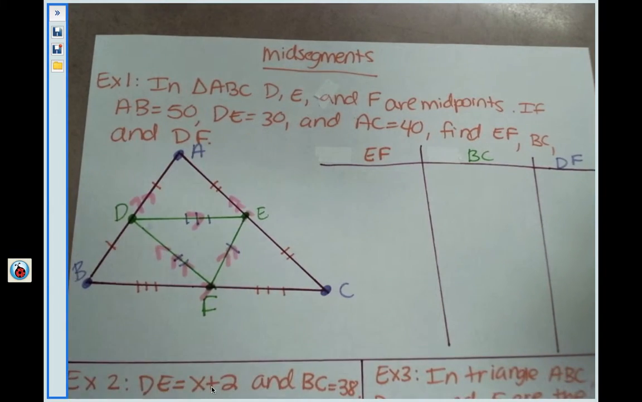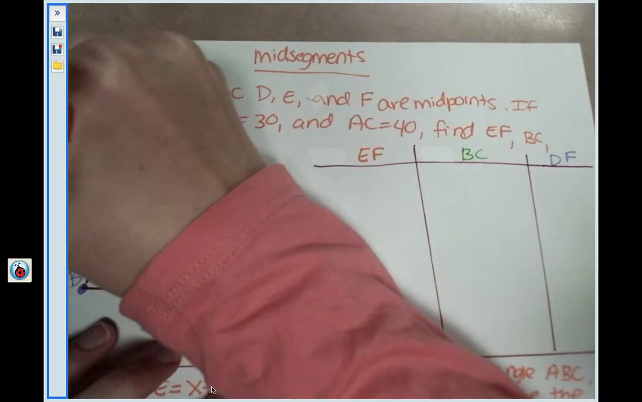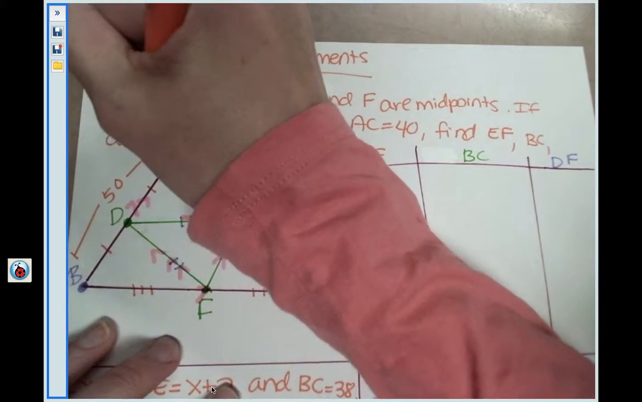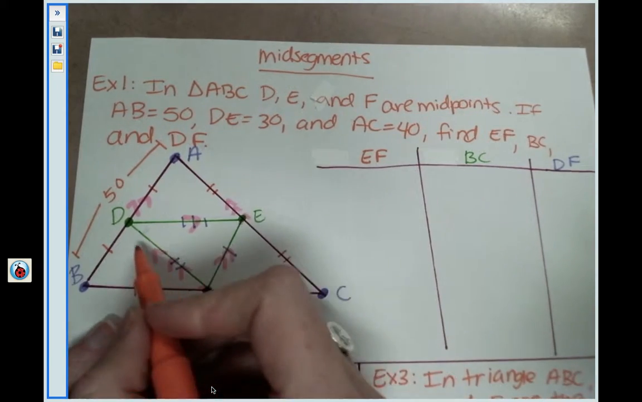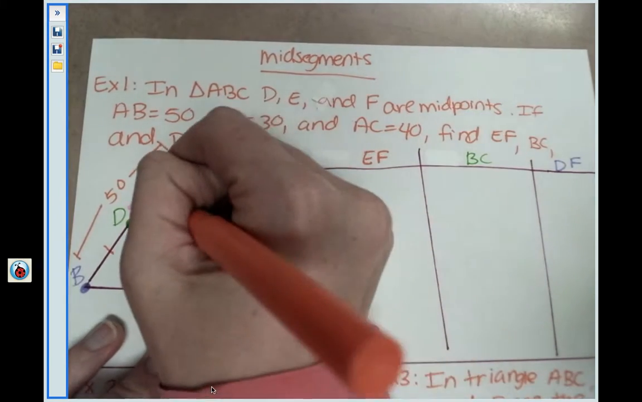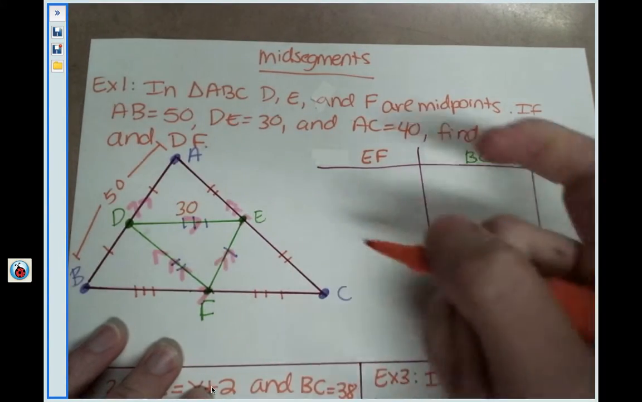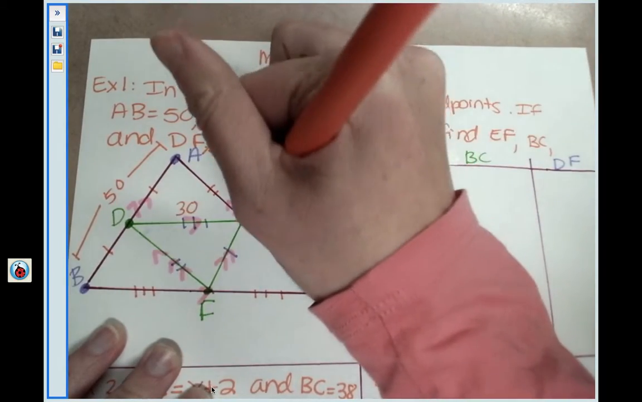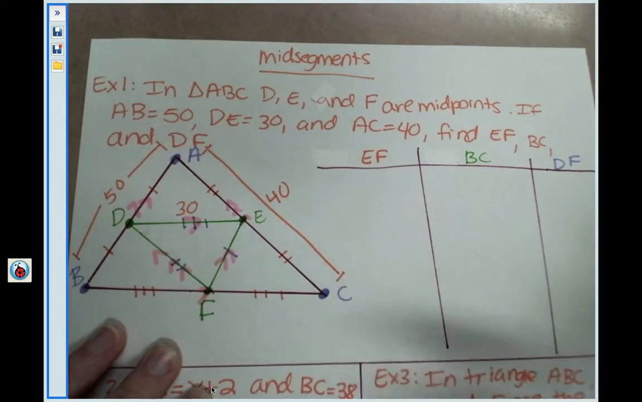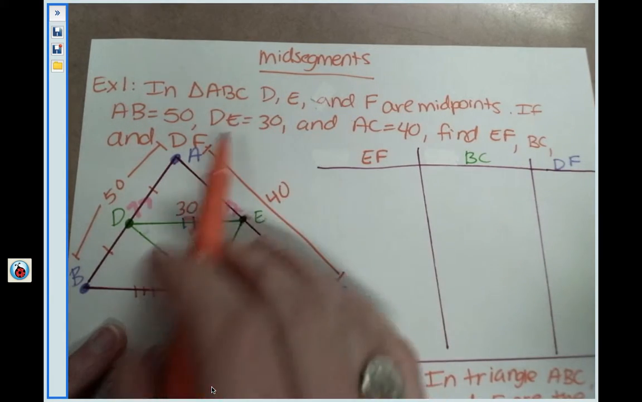Just saying. All right, so it says if AB is 50, so this side right here is 50, and DE is 30, so DE is right here, which means this is 30. And AC is 40, so AC from here all the way to here is 40. So we can use this information to help us find EF, BC, and DF.